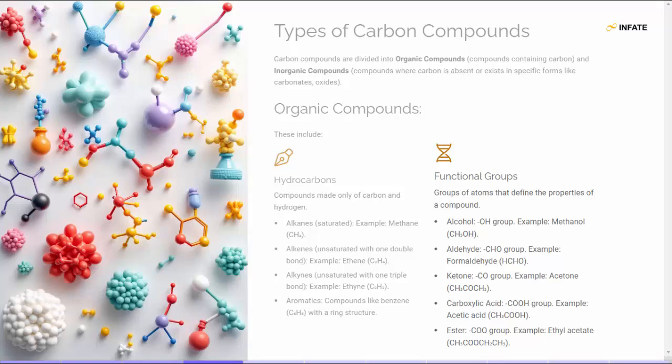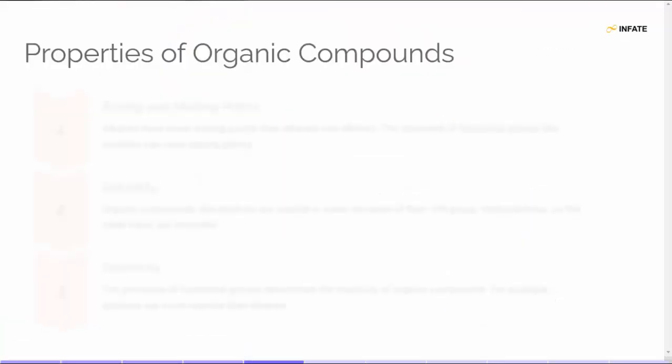Functional groups, groups of atoms that define the properties of a compound. Alcohol, OH group, example, methanol, CH3OH. Aldehyde, CHO group, example, formaldehyde, HCHO. Ketone, CO group, example, acetone. Carboxylic acid, COOH group, example, acetic acid, CH3COOH. Ester, COO group, example, ethyl acetate, CH3COOC2H5.